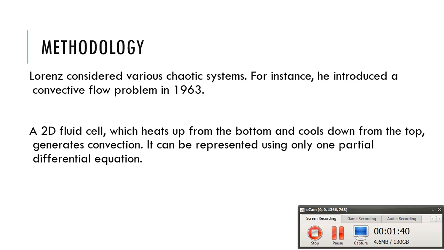Lorenz considered various chaotic systems. He introduced a convective flow problem in 1963. In a 2D fluid cell, which heats up from the bottom and cools down from the top, convection is generated. It can be represented using only one partial differential equation.